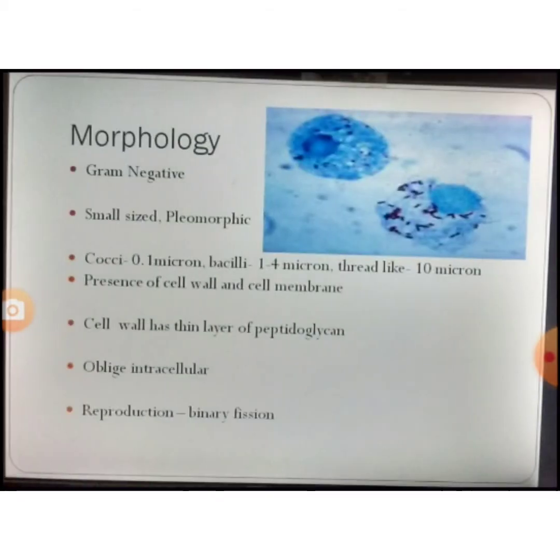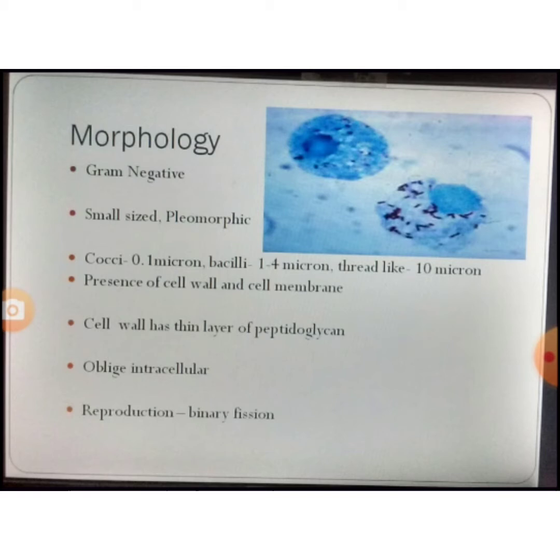If we have to study the morphology, it is Gram-negative in nature. It is a small-sized bacteria and pleomorphic. As you know, pleomorphic is a bacteria which has different shapes. So if it is cocci, it measures around 1 micrometer. If it's bacilli, it measures around 1 to 4 micrometers. And if it is thread-like, then it measures around 10 micrometers.